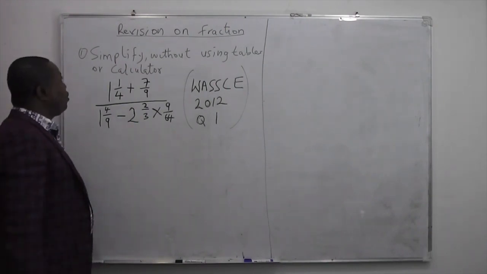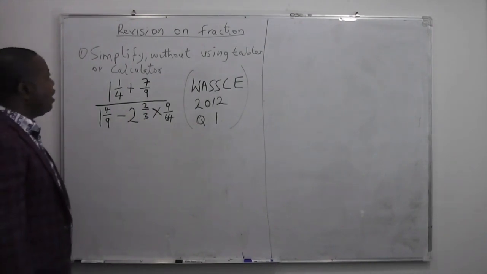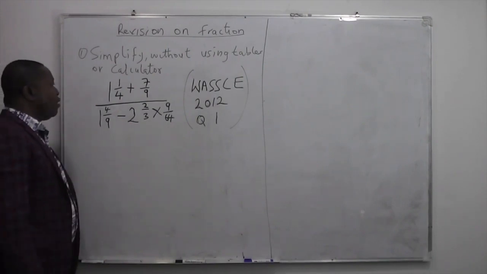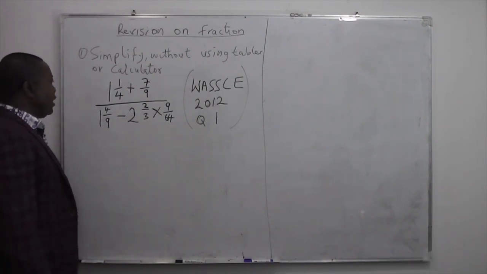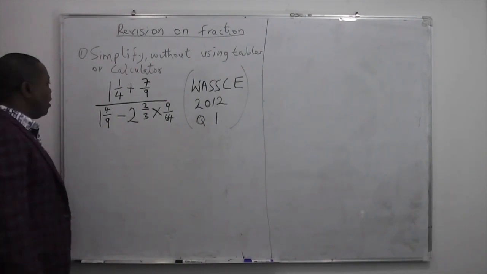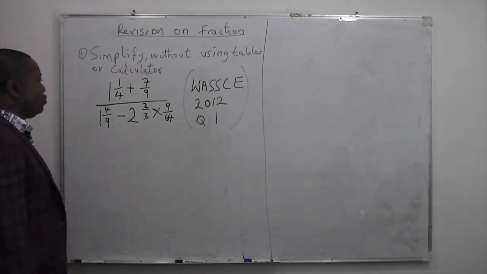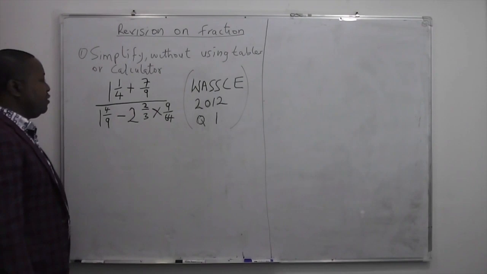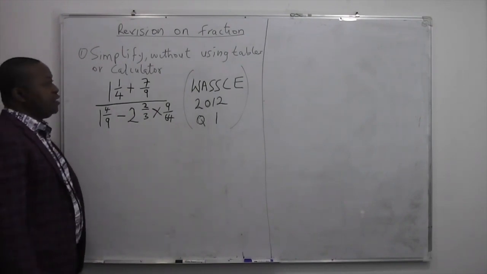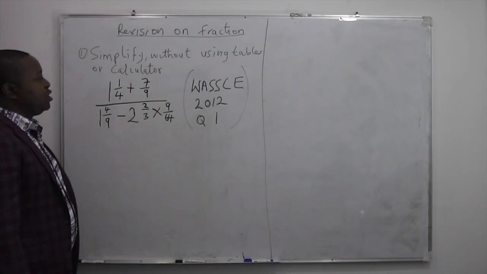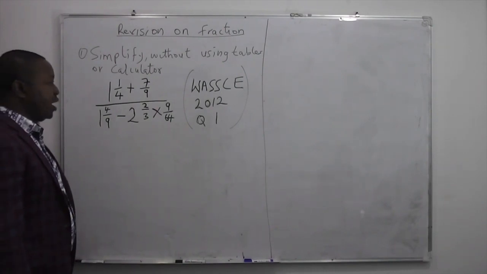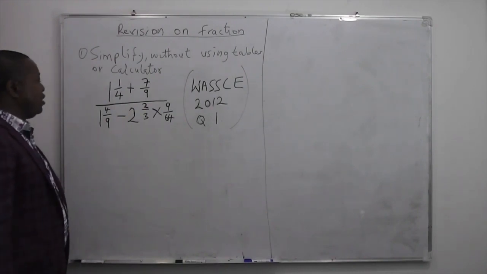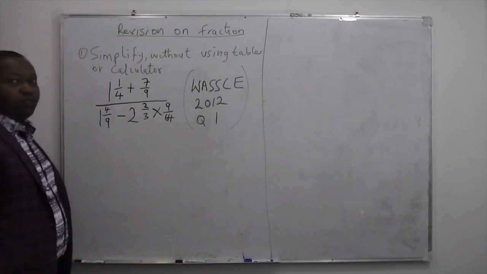Now I have the first question on the board. It says simplify without using tables or calculator: 1 whole number 1 over 4 plus 7 over 9, all over 1 whole number 4 over 9 minus 2 whole number 2 over 3 times 9 over 64. This question is lifted from the WASC 2012, question 1. So if you have your book, please go through it for better understanding. But as for now, listen attentively as I explain how to solve it.